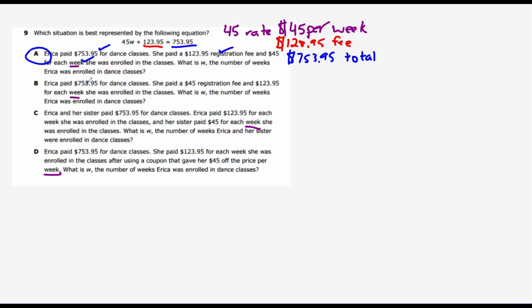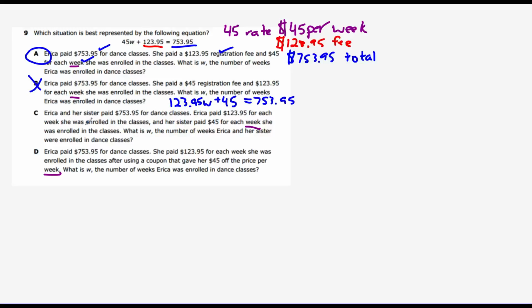So next one said Erica paid $753.95 for dance classes. Okay, so still equals the same thing. So far, so good. She paid a $45 registration fee. Okay, so this time it's saying she paid the plus 45 one time and $123.95 per week. So this one it switches the order around. And that's no good, right? She only paid 45 a week.